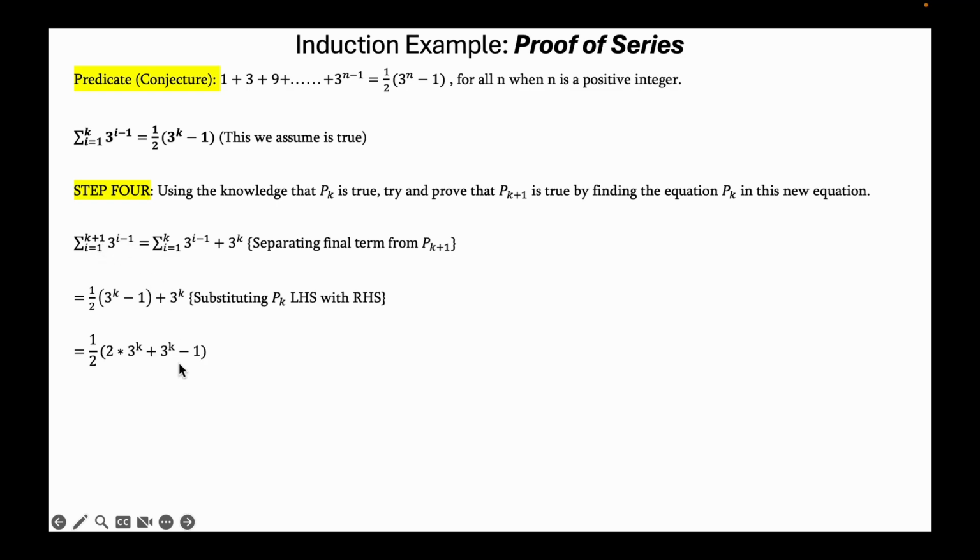In this circumstance, I'm now going to factorize it, which can be expressed in these terms, which is a half of 2 times 3 to the k plus 3 to the k take 1. And by simplifying that down, it eventually becomes a half of 3 to the k plus 1 take 1, which in this circumstance is the next term on.